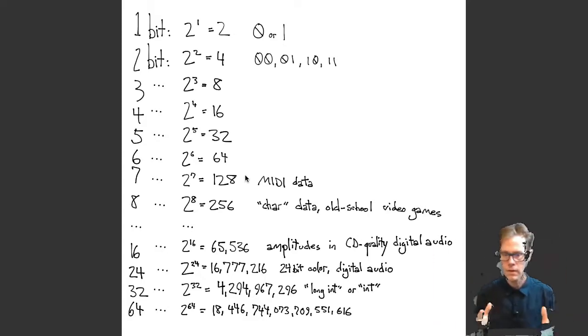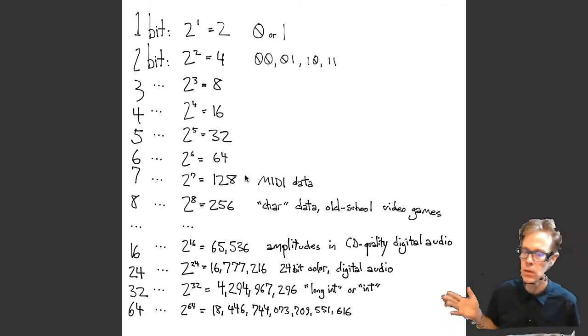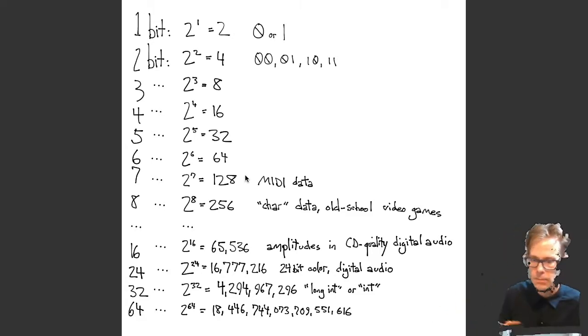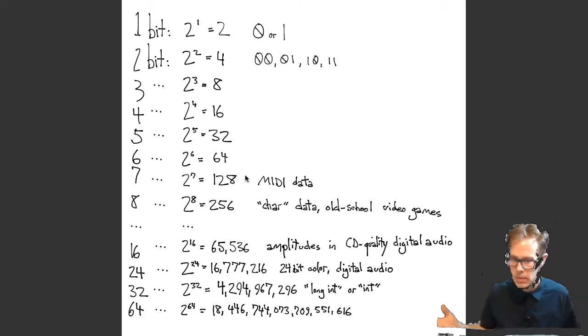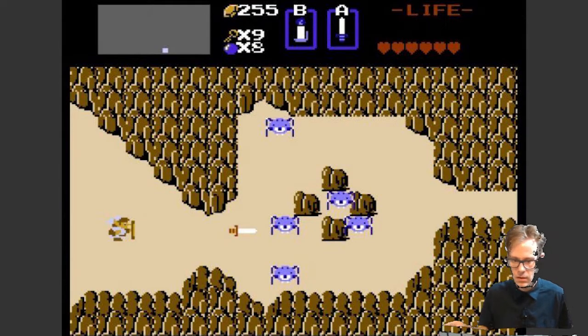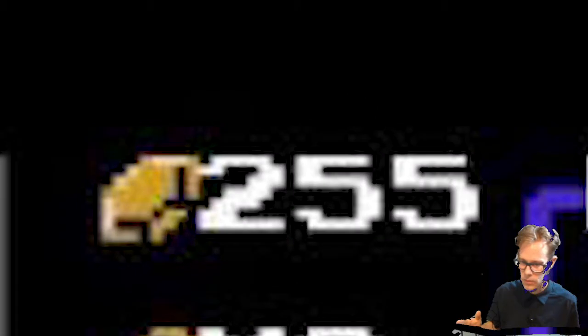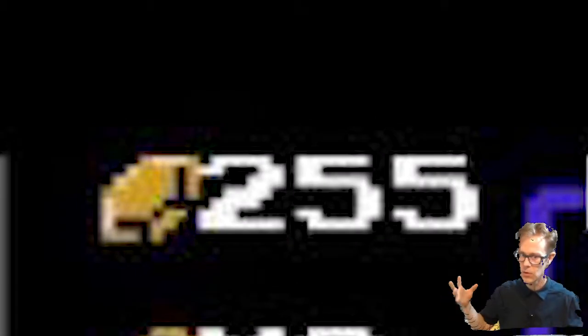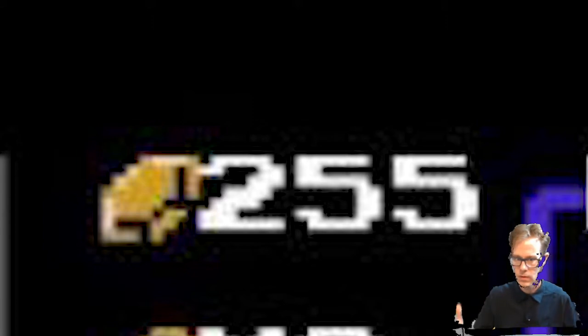A lot of first-generation home video game consoles were also 8-bit systems, like the original Nintendo Entertainment System was an 8-bit machine. There was 8 bits of color values, 256 possible colors. The sound that was synthesized was on an 8-bit system. And also all the data was 8-bit. So in the original Zelda game, if you've played this, maybe you remember that the maximum number of rupees that Link could acquire was 255 rupees. So that's because they were encoding his wealth using 8 bits of data.